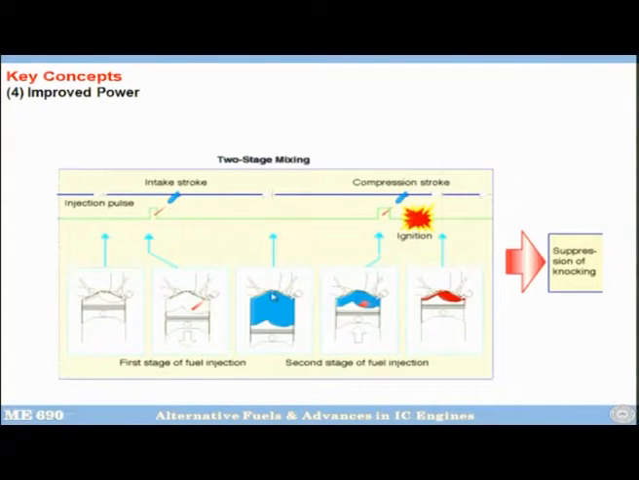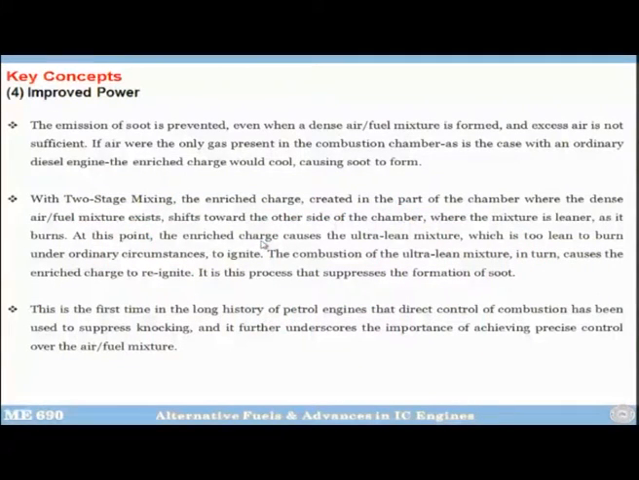And then what you do is you start compression. So, from here onwards the compression stroke starts, and then towards the end of the compression stroke, you give a bigger pulse. So, 3/4 of the fuel is injected, and when this fuel reaches very close to the spark plug, you apply the spark. Okay. When you apply the spark, this mixture will burn fast and combustion will take place. And since there is no stoichiometric region, there will be suppression of knocking because of two-stage mixing. Clear?